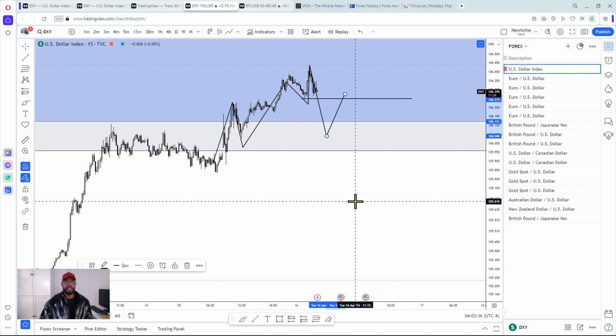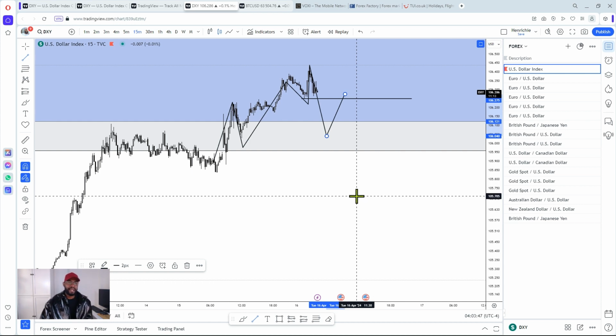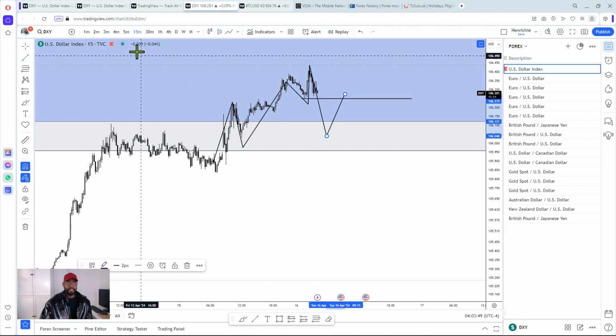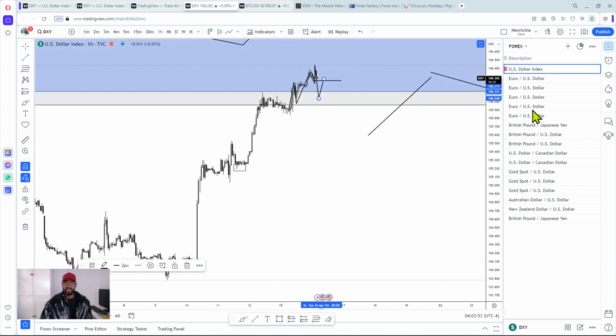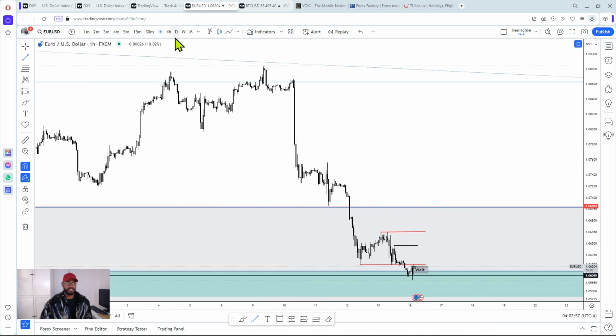So I'll be looking at the reaction on USD CAD, USD JPY, Euro US dollar, GBP US dollar to see whether they align as well and look for tradable opportunities. So that being said, we're going to look at Euro US dollar right away to see what price is doing so far on Euro US dollar.